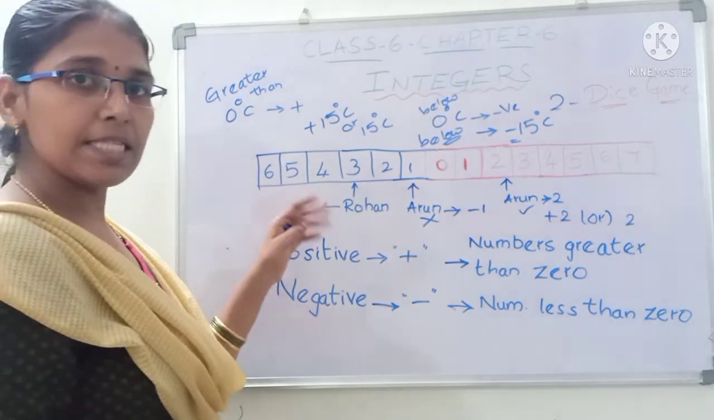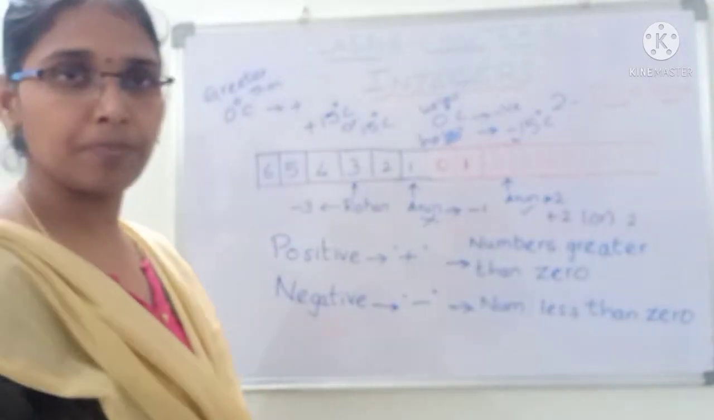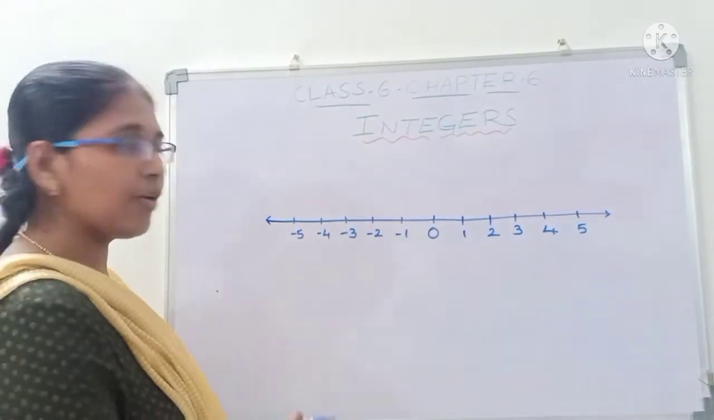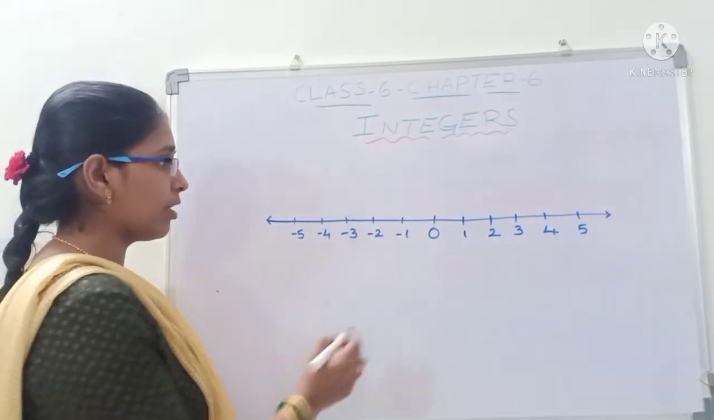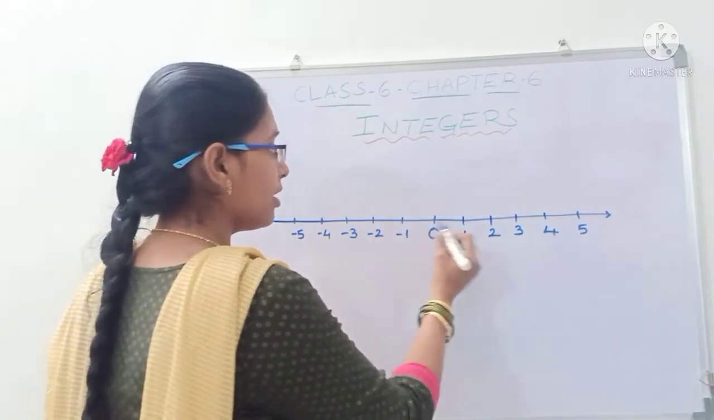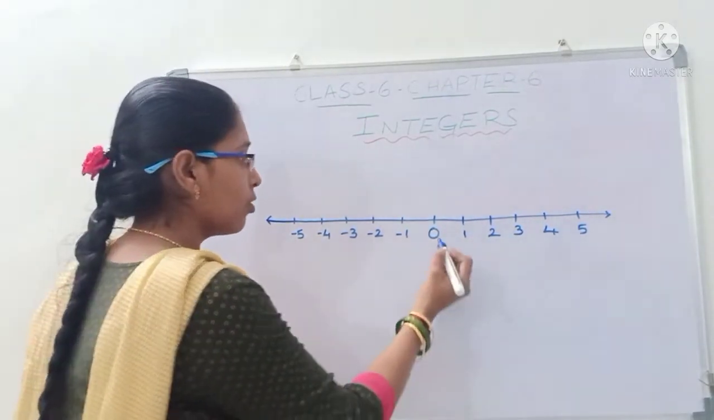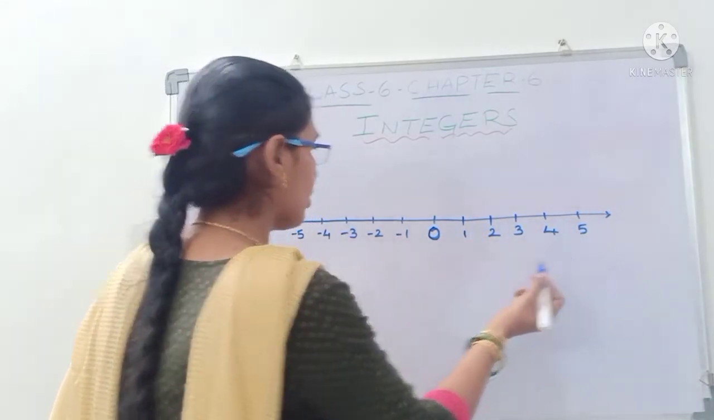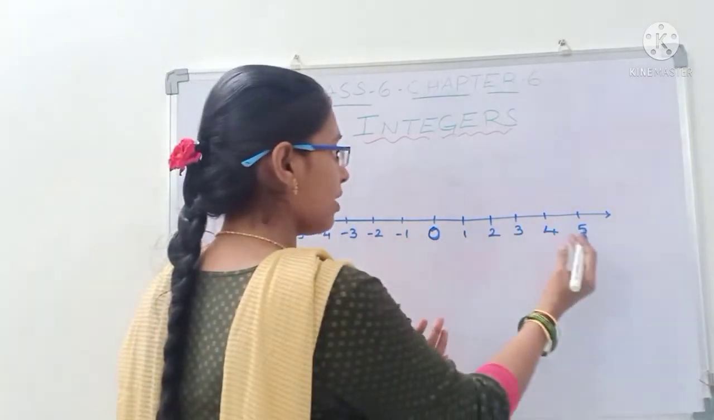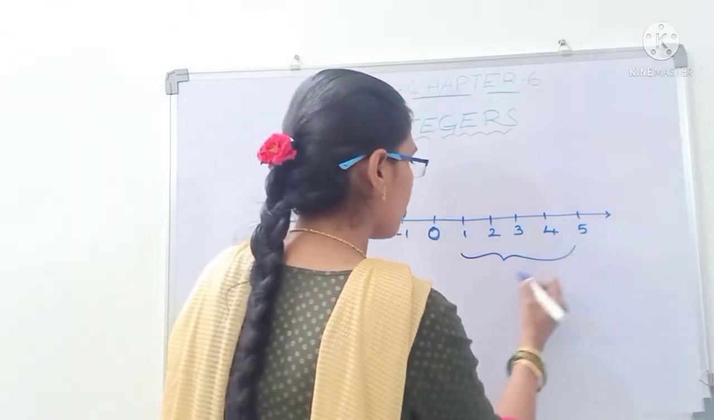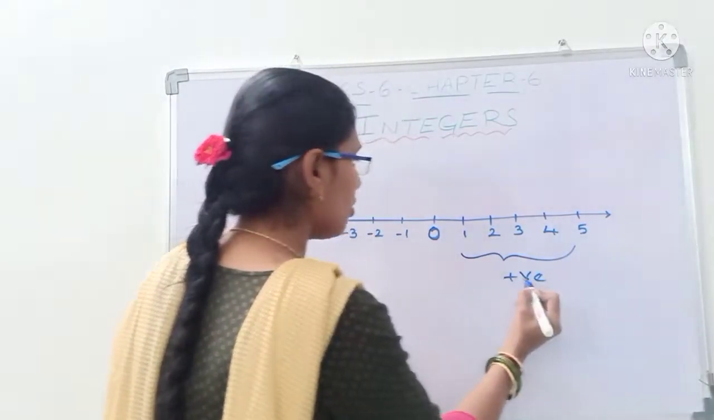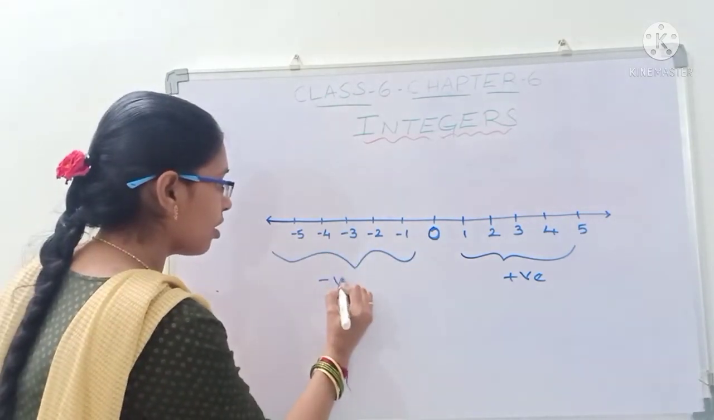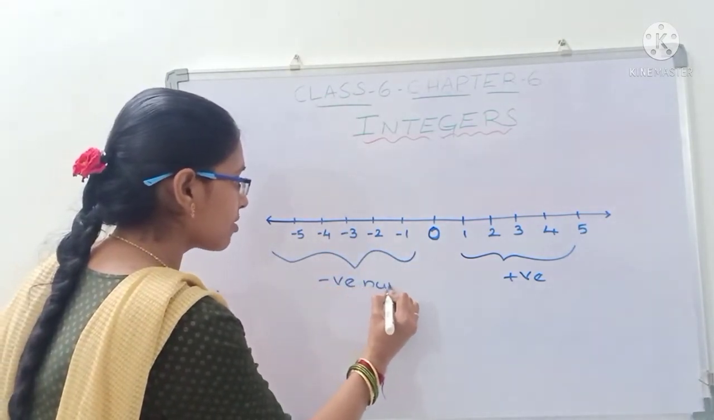Let's represent this in a number line. Children, you all know how to draw a number line. In a number line you divide the line into equal points. First 0 and then 1, 2, 3, 4, 5. And this right side of 0 are called positive numbers and numbers on the left side of 0 are called negative numbers.